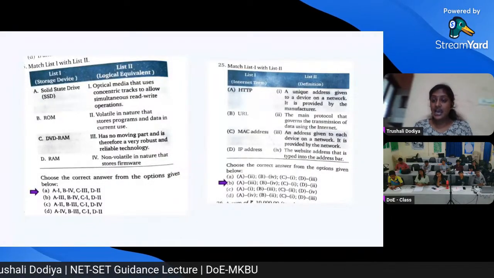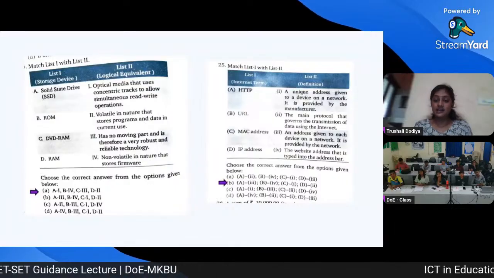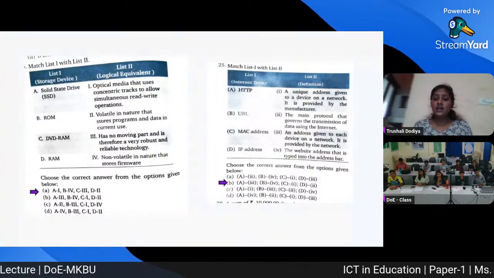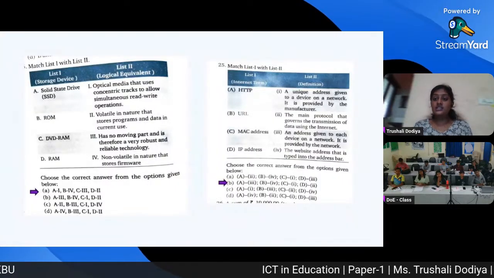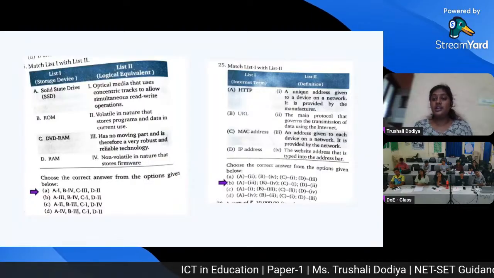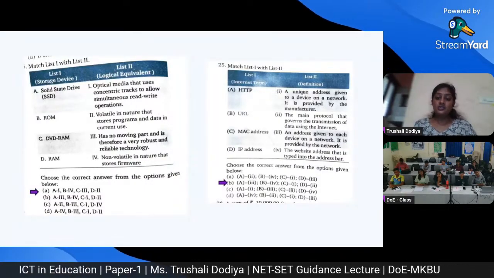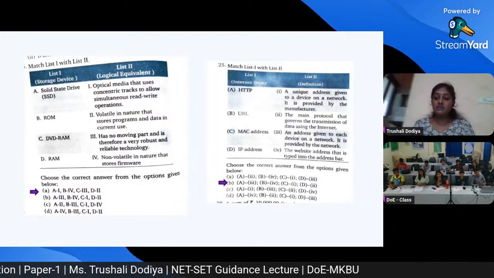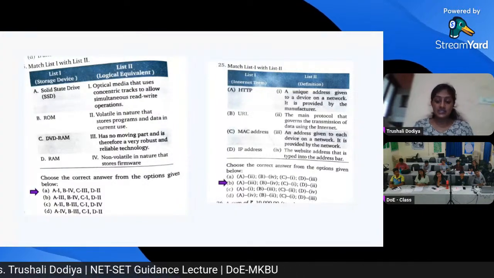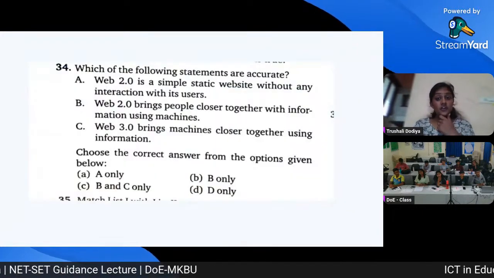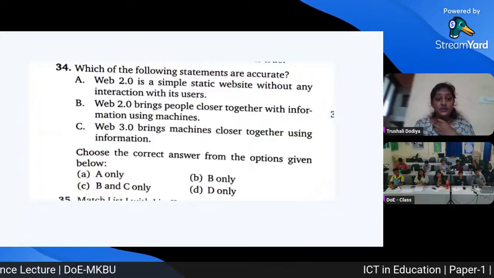And then there is this IP address. IP stands for internet protocol, which is the main protocol that governs the transmission of data using the internet. So through an IP address, the data can be shared and transmitted. Which of the following statements are accurate?